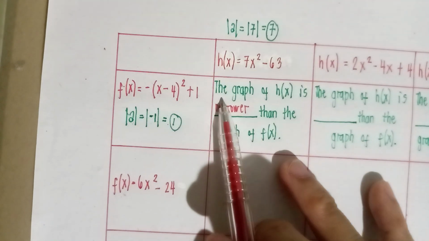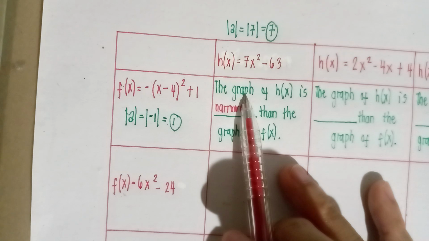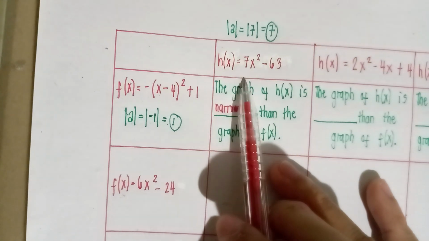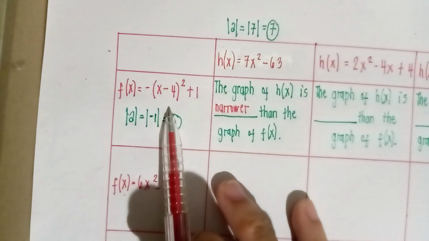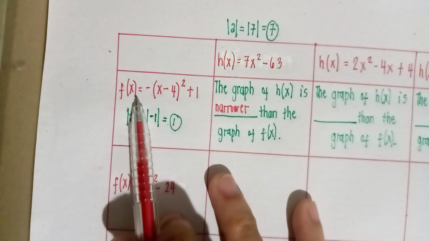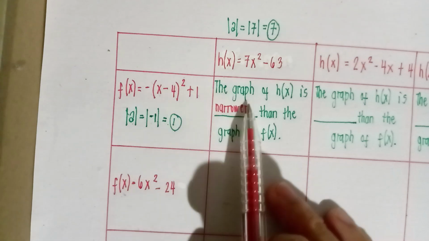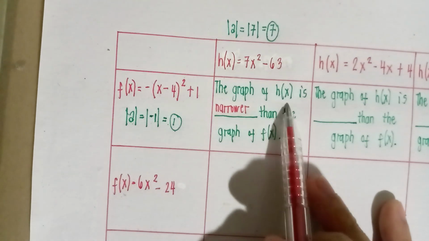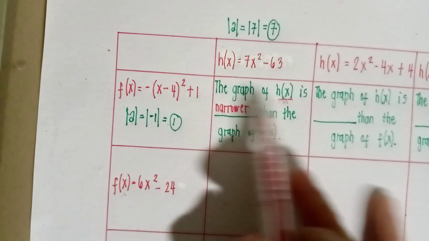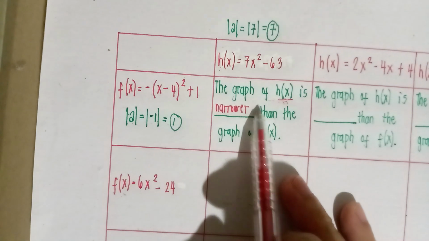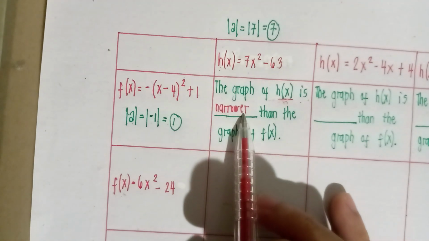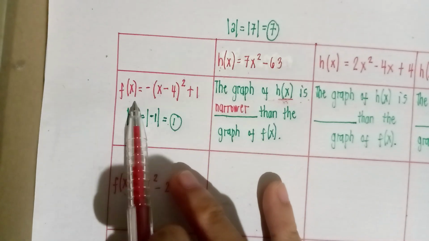Since what we are going to write, or describe, is h of x compared to the other quadratic function f of x, we write the graph of h of x. Please take note that it is h of x, the one at the top. You describe whether the graph of h of x is narrower or wider than that of f of x.